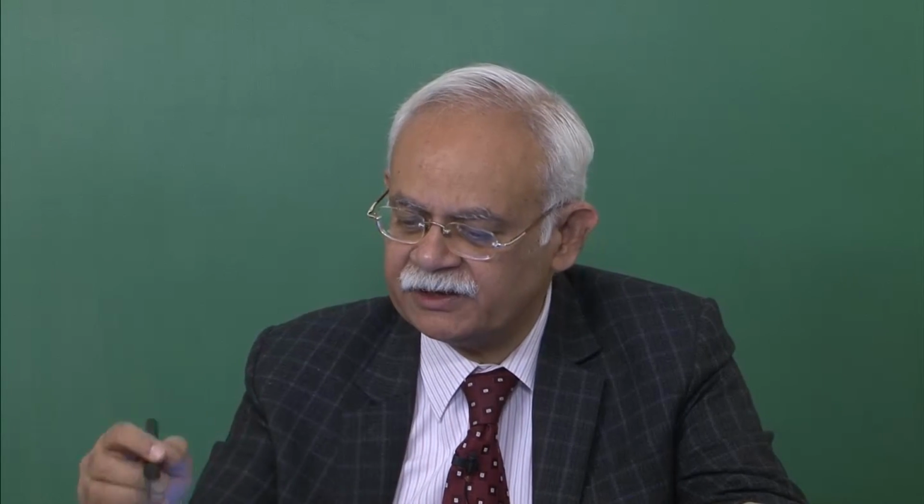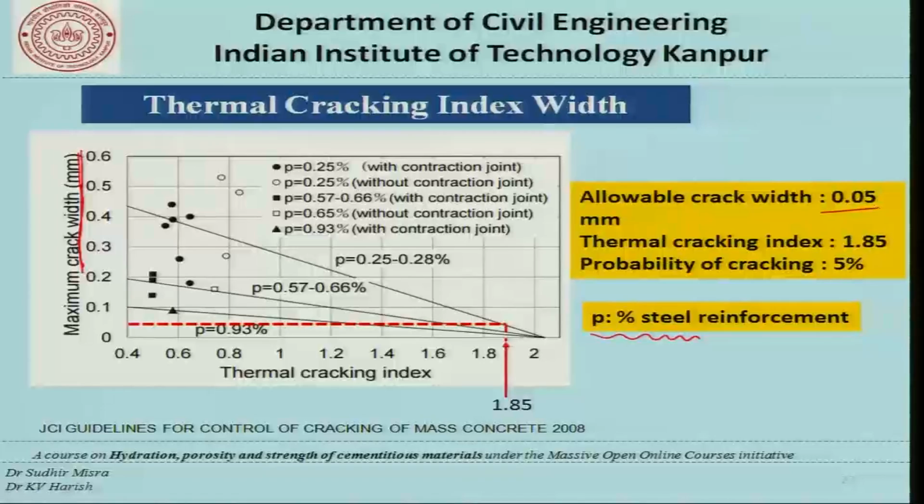So, for example, it is given here that one may fix the maximum allowable crack width to be 0.05 millimeters, the thermal cracking index to be 1.85, the probability of cracking to be 5%, and then try to see how much steel should be provided or how much additional steel should be provided in order to ensure that these parameters are met.